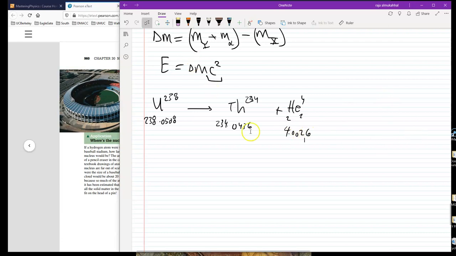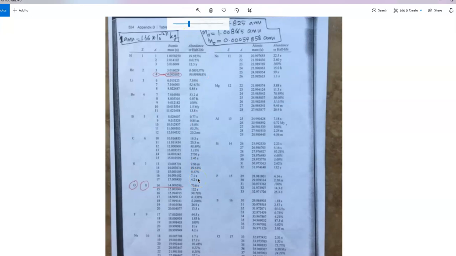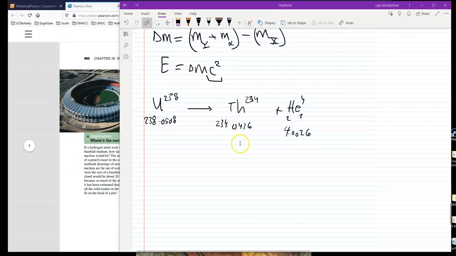Let me show you the helium, because it's in this handout right there. Helium, there it is right here. Let me make it a little bit bigger. Right there. See that helium right here? Here's helium, 4.002603. Got it? Okay, 2603.